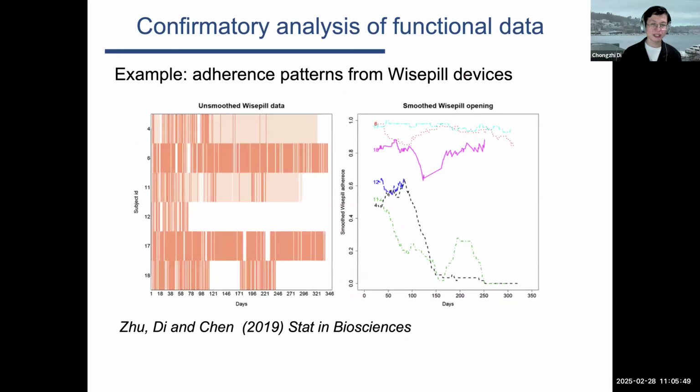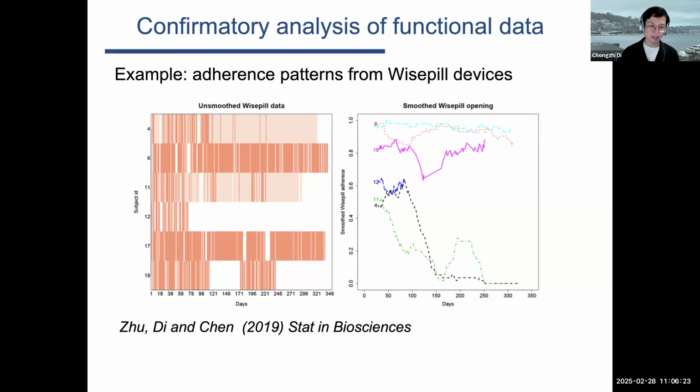The next one is somewhat similar to this, but since we have time, I probably would go through that quickly too. There's a lot of similarity with the smartphone app, but it also has a little bit of unique features. This example is we wanted to understand adherence patterns from widespread devices. The context is this is in collaboration with my collaborators, Dr. Yinjin Chen and my former staff scientist, Yifan Zhu.